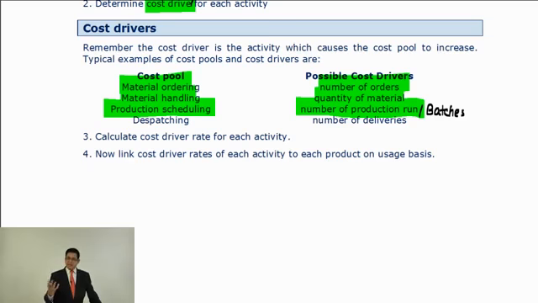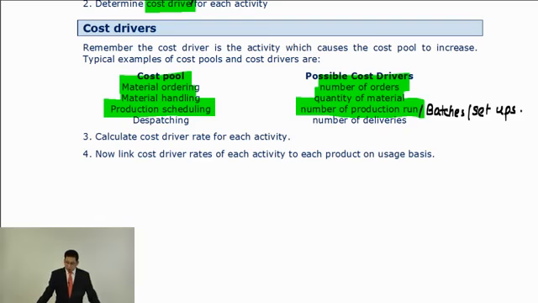Again, depending upon whether the examiner wants to call it number of production runs or number of production batches, or sometimes the examiner can give us another synonym for the same run or batches, which can be setups, depending upon the information provided. Cost of dispatching can be based upon number of deliveries: more dispatches, more deliveries, etc.